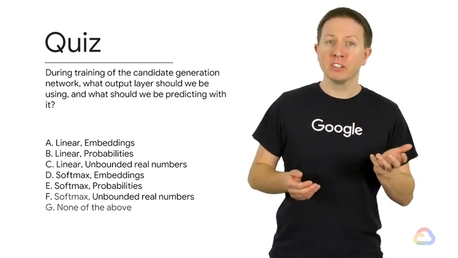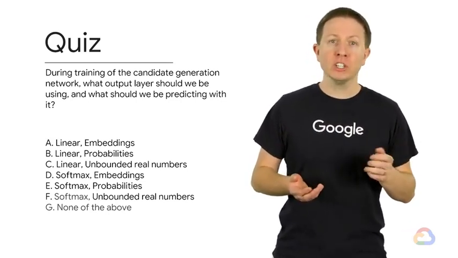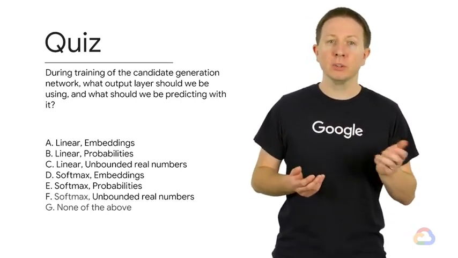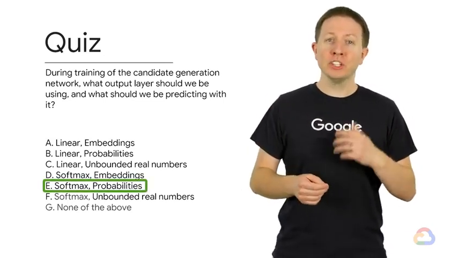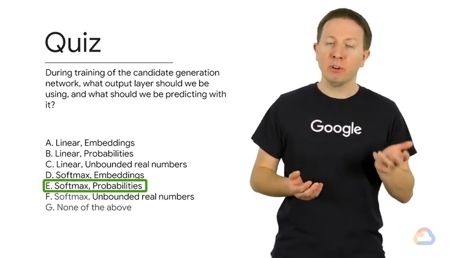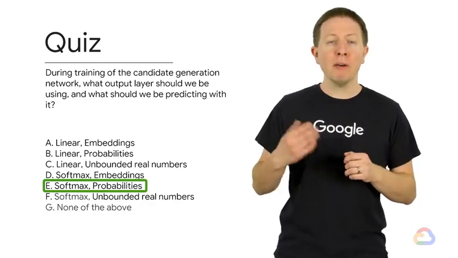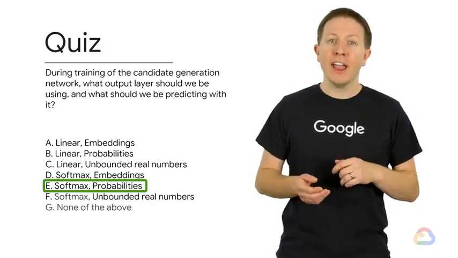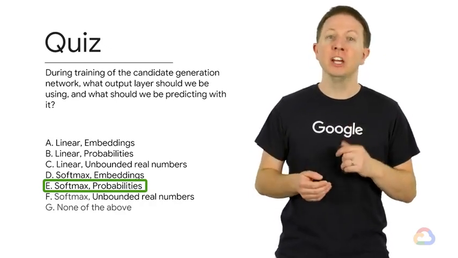So let's see what we've learned. During training of the candidate generation network, what output layer should we be using and what should we be predicting with it? The correct answer is E. We are trying to generate candidate videos to send on to the ranking network, half of our hybrid recommendation system. Therefore, by using a softmax, we can get probabilities of which video will be watched, and we can then take the highest ones and send those as our candidate videos to the ranking network.